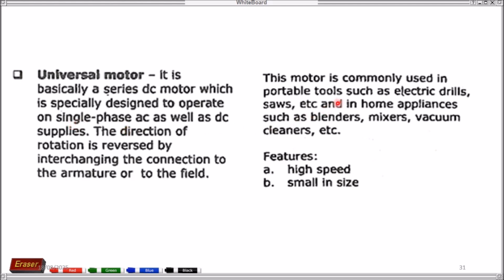So this is usually used on portable tools such as electric drills, saws, and also in basic home appliances such as blenders, mixers, vacuum cleaners. So the features for this type of motor are high speed and also small size.